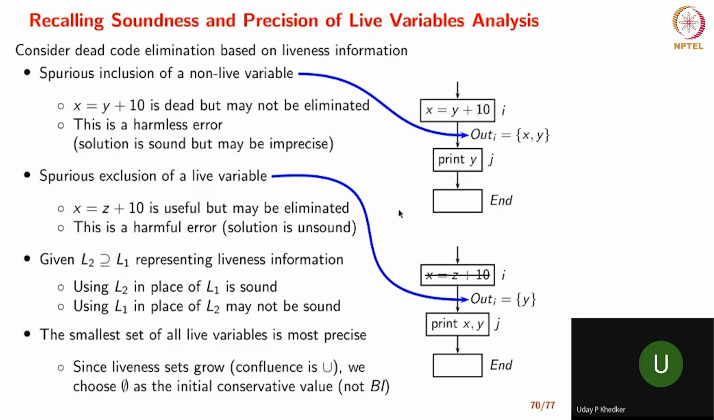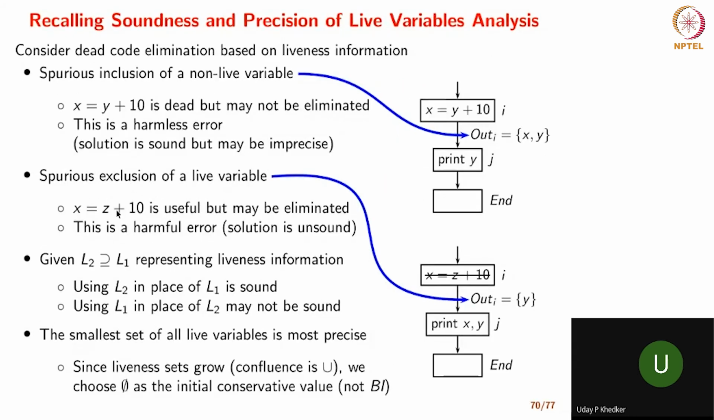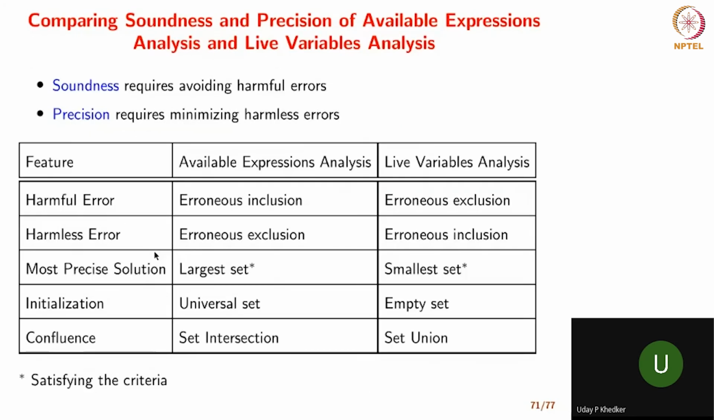We had something similar, but it was a dual of this. In case of liveness analysis, spurious inclusion is harmless. In case of available expression, spurious inclusion is harmful. In case of available expression, spurious exclusion is harmless. In case of live variables analysis, spurious exclusion is harmful. So how do we generalize it? They seem to be opposite things, but it turns out that there is a very nice pattern here.